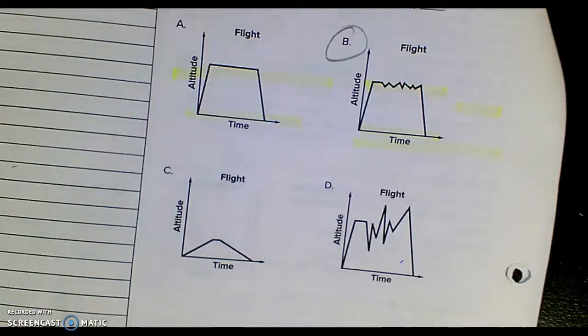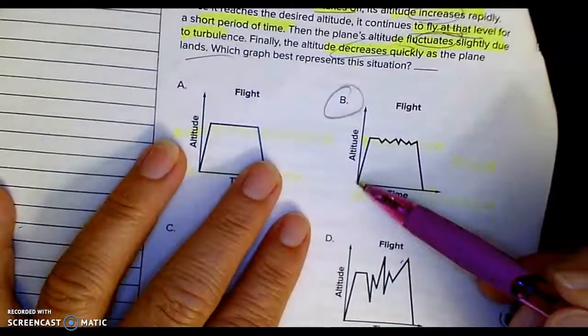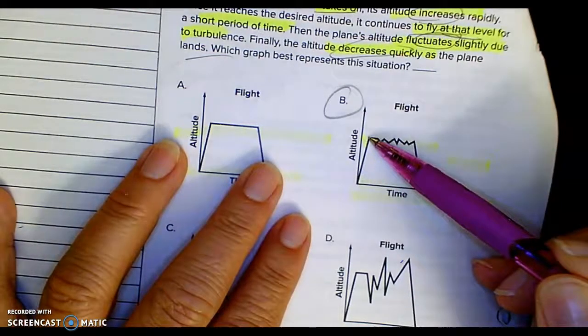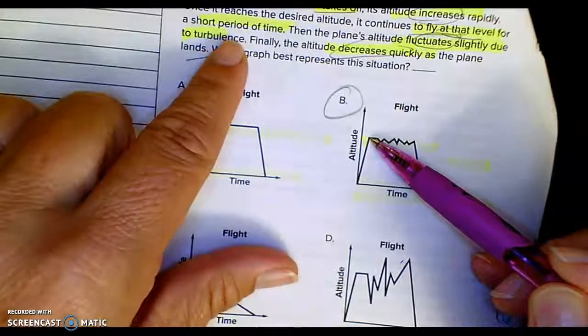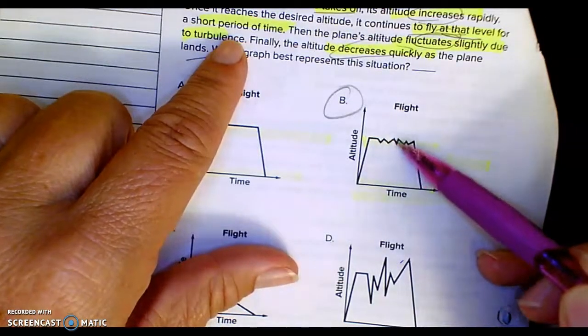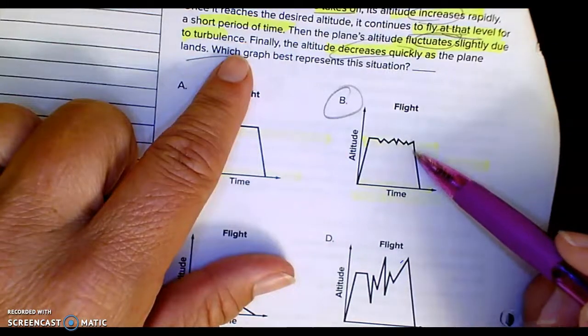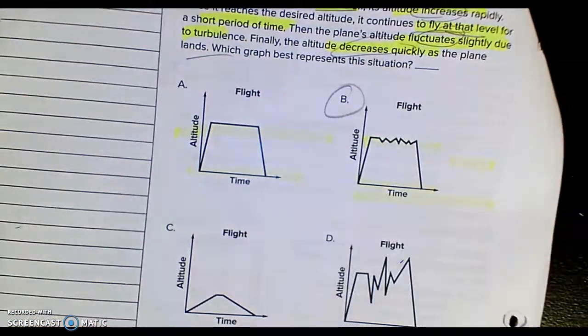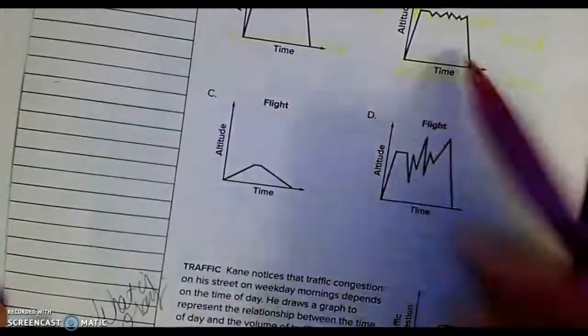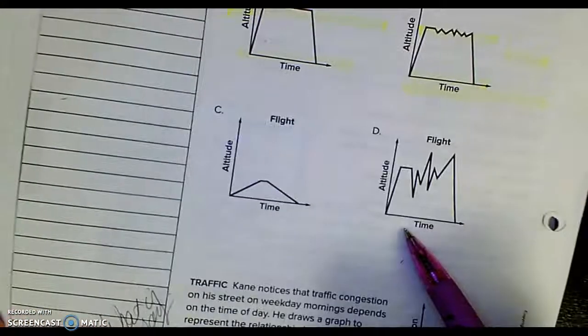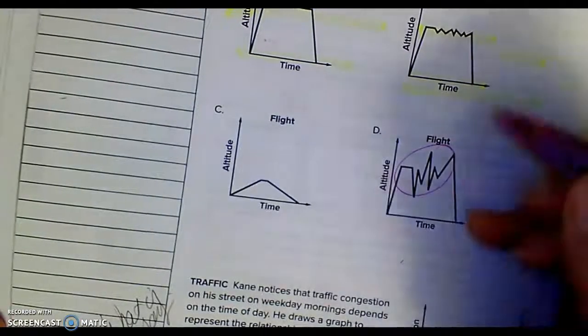So now, if you take a look at it, the airplane's increasing here, and then it kind of levels off for a little bit. Then it's bumpy, bumpy, bumpy. Then all of a sudden he's going to go down. So it's clearly not going to be that one. I don't know what this is. It might almost be this one.